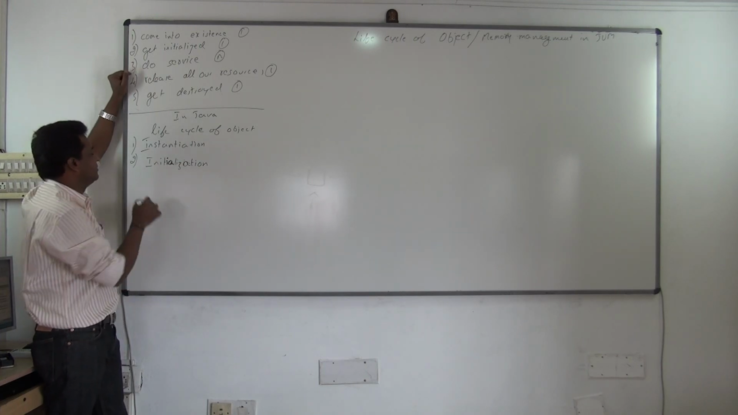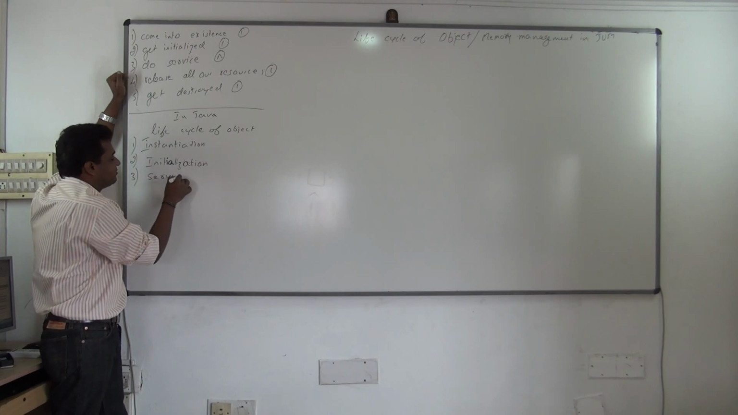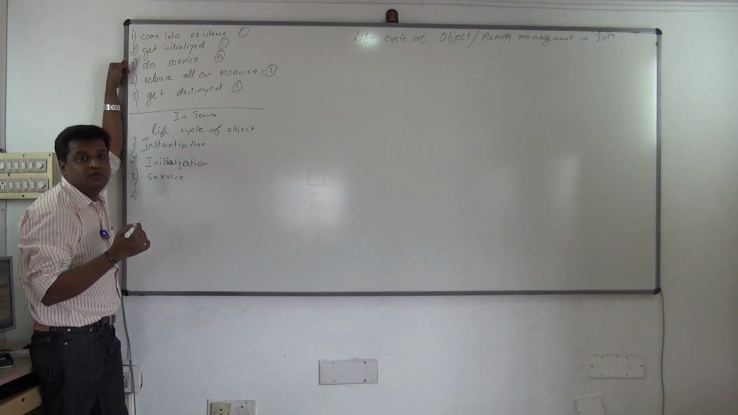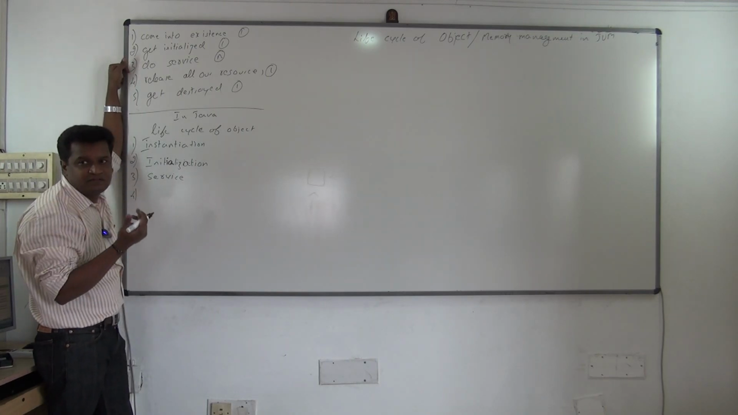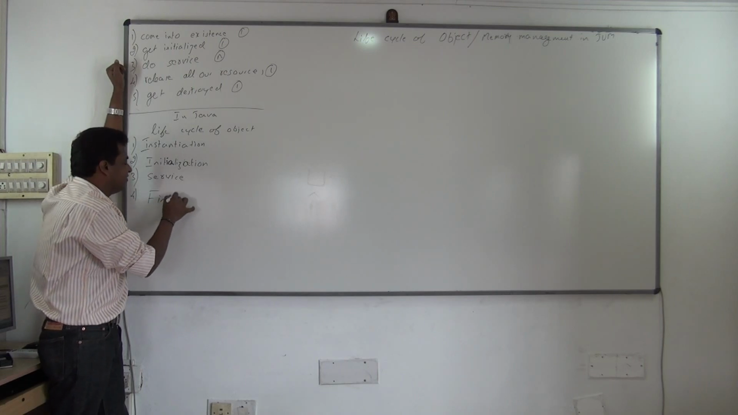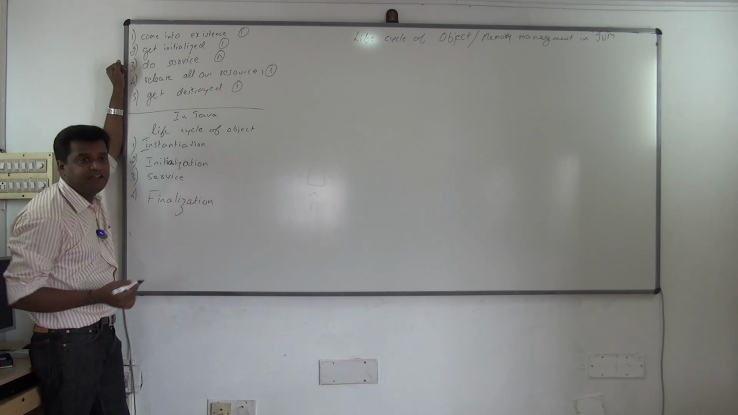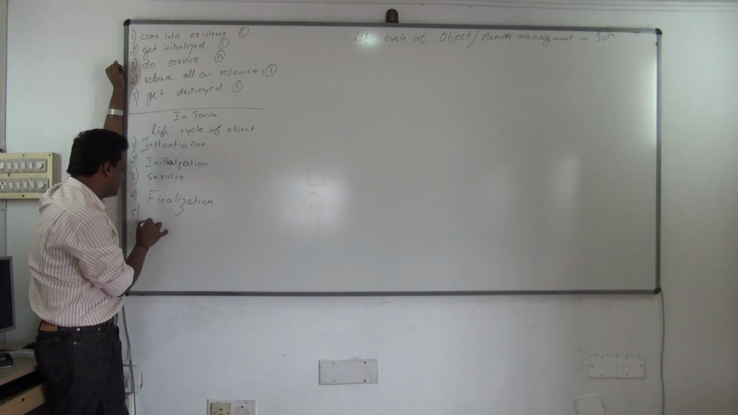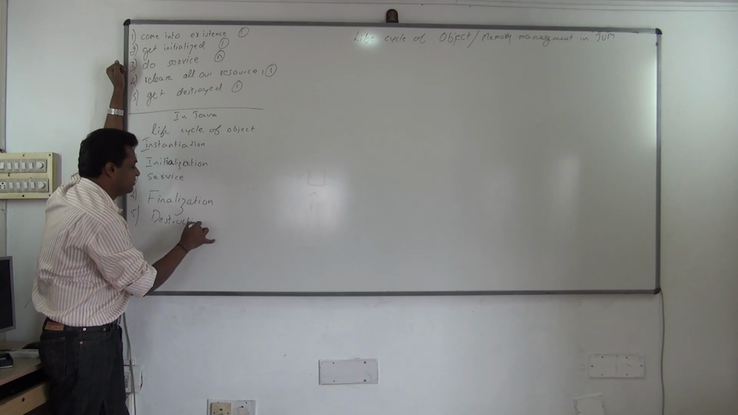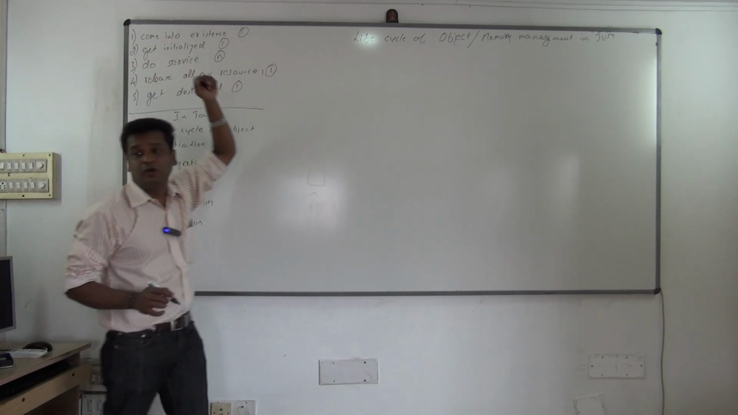Initialization technically. Then doing service, we call it service itself. Then before the object gets destroyed, it has to do some particular things. We'll see what it is. That's the topic we are discussing today. That is called finalization. Then your object gets destroyed. Destruction will happen. So these are the 5 life cycle stages of an object.